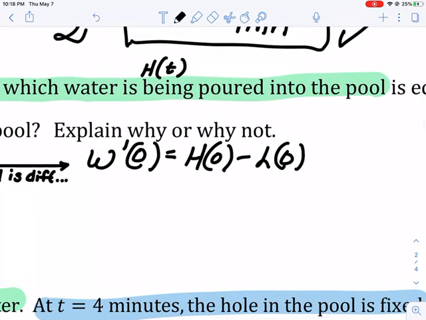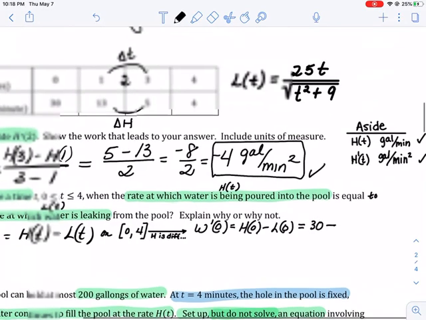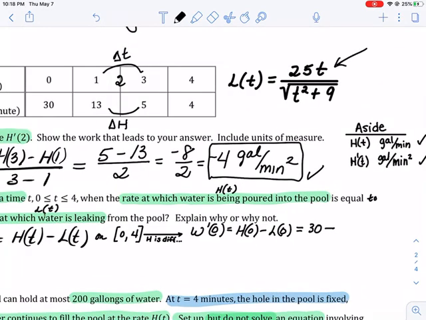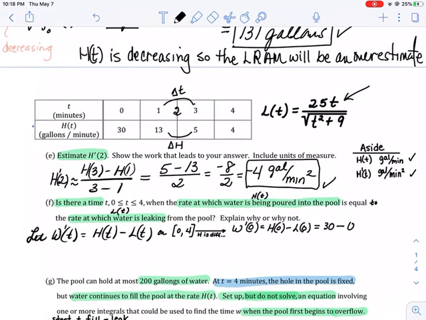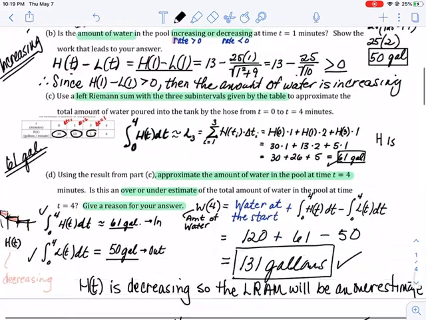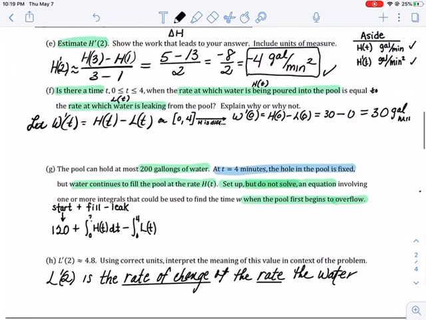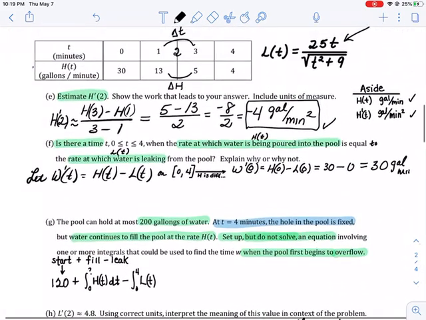And L of 0, so this is equal to 30 minus L of 0. If you look at the function, L of 0 is just going to make that value 0. So now we know that w prime of 0, at one end of the spectrum, on the beginning of the interval, our gallons per minute, sorry about that scrolling, is going to be 30 gallons per minute.